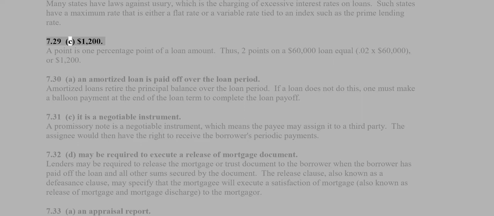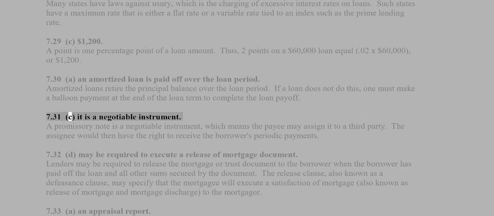7.29 c. $1,200. A point is 1 percentage point of a loan amount. Thus, 2 points on a $60,000 loan equal 0.02 x $60,000, or $1,200. 7.30. A. An amortized loan is paid off over the loan period. Amortized loans retire the principal balance over the loan period. If a loan does not do this, one must make a balloon payment at the end of the loan term to complete the loan payoff.